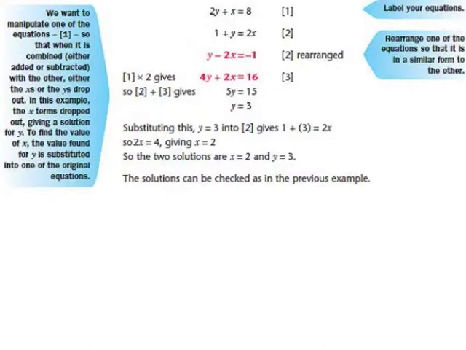Basically, we want to manipulate one of the equations so that when you add it or subtract it with the other equation, either the x's or the y's drop out or are eliminated. In this example, the x terms dropped out, which gave us a solution for y. Then to find the value of x, we simply substitute that value of y into either one of the original equations.